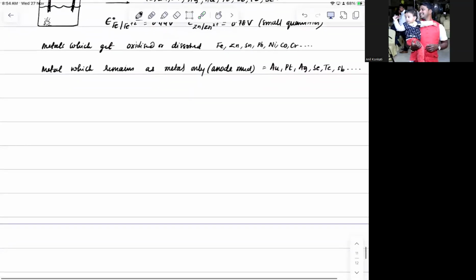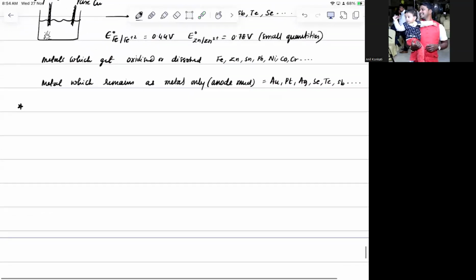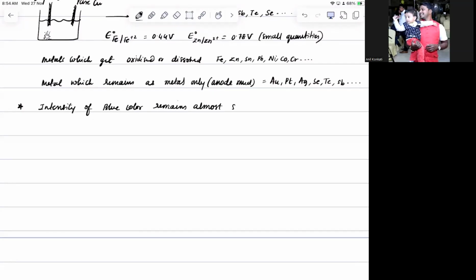Now, what you would notice, since the copper sulfate always has the same amount of copper in the solution, the intensity of blue color remains almost the same. So it is not going to change. Correct? Second thing, pH remains same. Clear? And this is also used for electroplating and refining of copper.